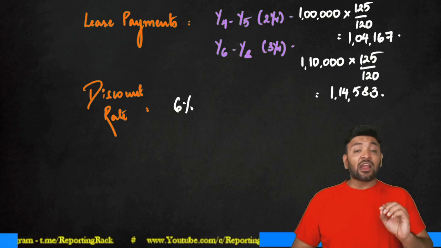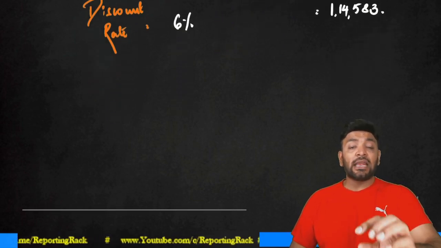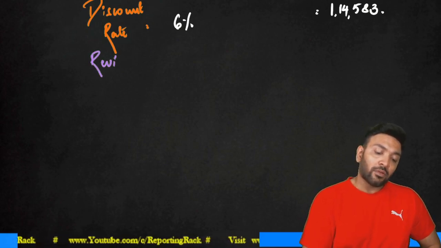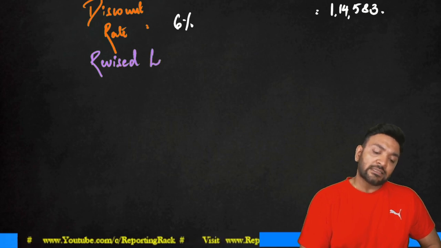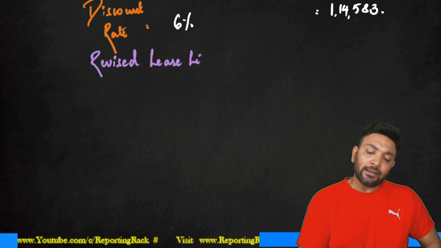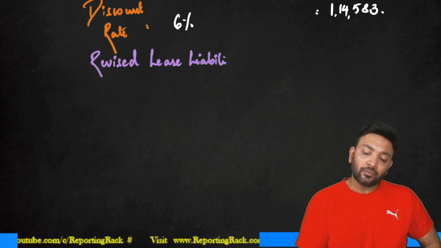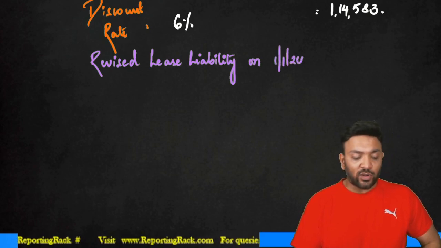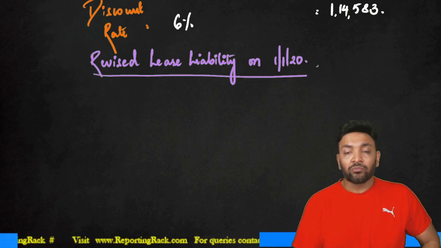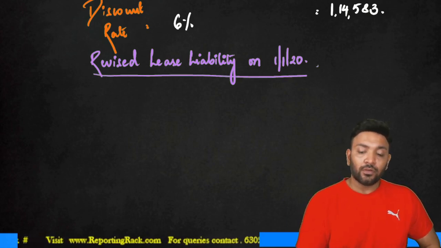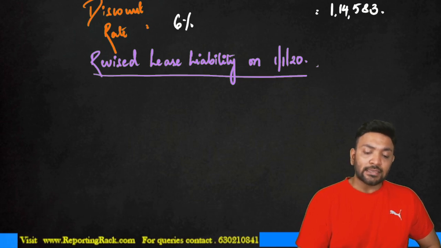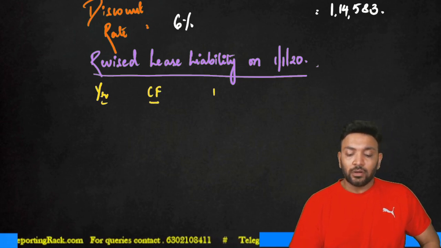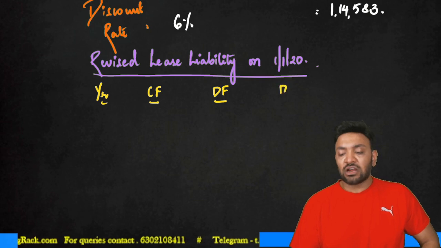Based on this information, I want to calculate what is the revised lease liability on 1st January 2020. Calculate, guys. Put a heading as year, cash flows, discount factor, discounted cash flow.